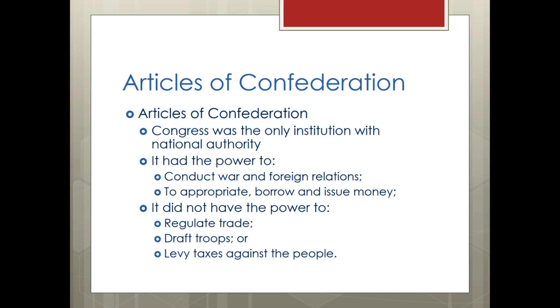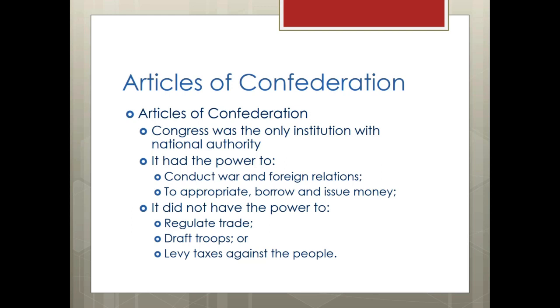Congress did have the power to conduct war and foreign relations. It did have the power to appropriate and issue money, but didn't have the power to repay money. It didn't have the power to regulate trade. It didn't have the power to draft troops, nor did it have the power to levy taxes against the people. And the levying of taxes against the people was extremely important because the country was in post-war depression starting in 1784. And Congress had no way of generating revenues to resolve the war debt it had with foreign nations.